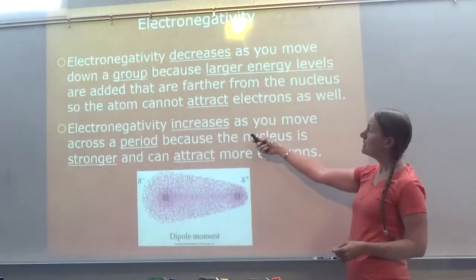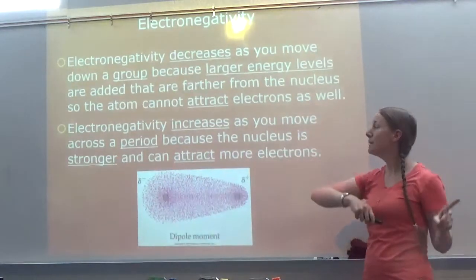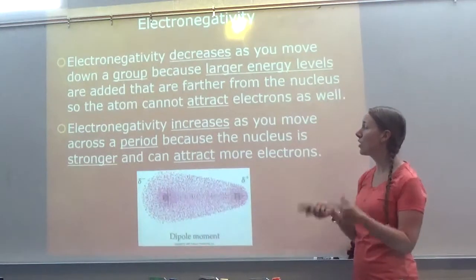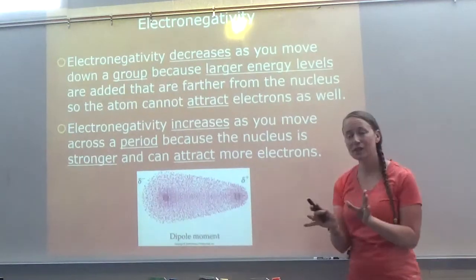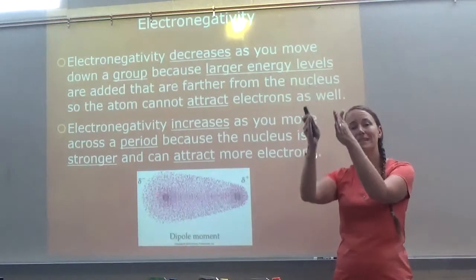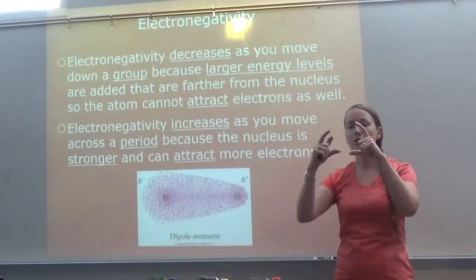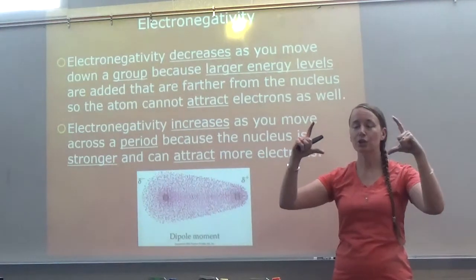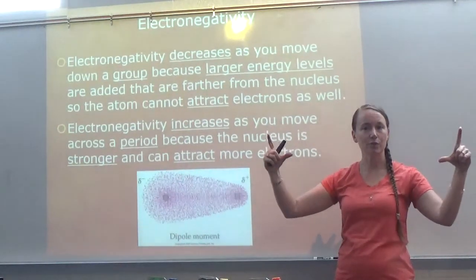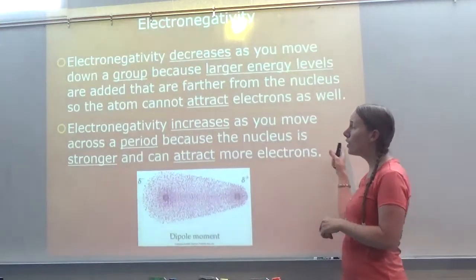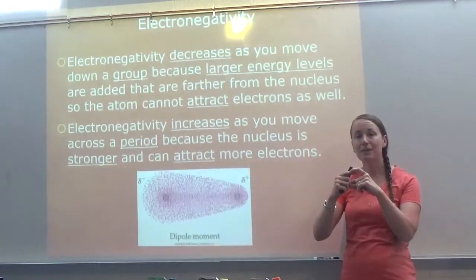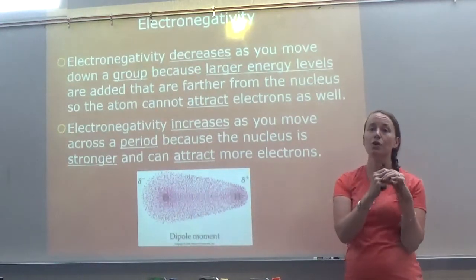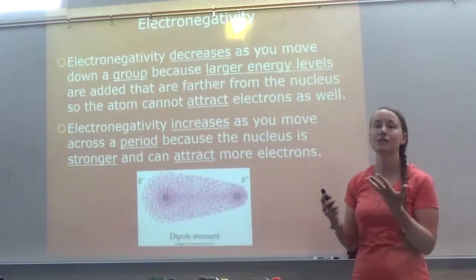All right, and then electronegativity increases as you move across a period because the nucleus is stronger and can attract more electrons. All right, so the important thing to remember is when you're talking about going down a group, you need to focus on what would happen with larger energy levels as we get farther from the nucleus. When you're going across a period or a row, you need to focus on what would happen if that nucleus is getting stronger each time, because that's what causes the trends to happen.